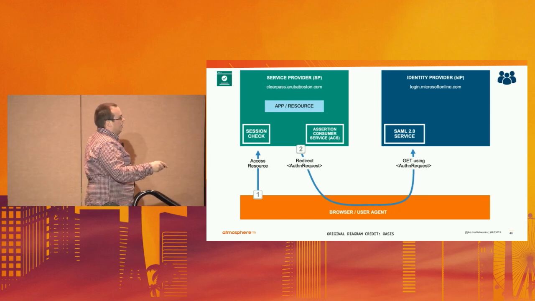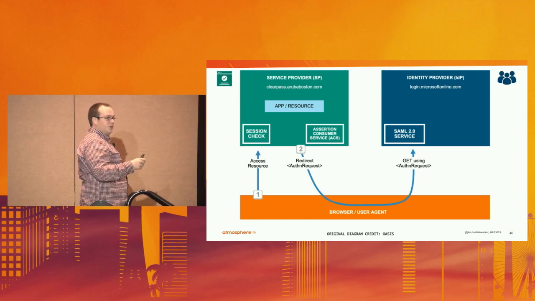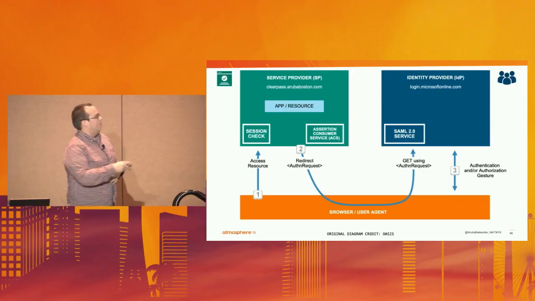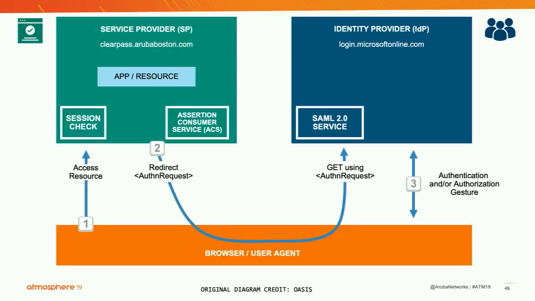You'll see it's a GET request. So I do a GET to the SAML service on Azure AD. At that point, I do some form of authentication or authorization gesture. Like I mentioned, this is completely irrelevant to ClearPass. ClearPass, as the service provider, may want to use the result of that in policy, but ultimately what is done over there is at the liberty of the IDP.